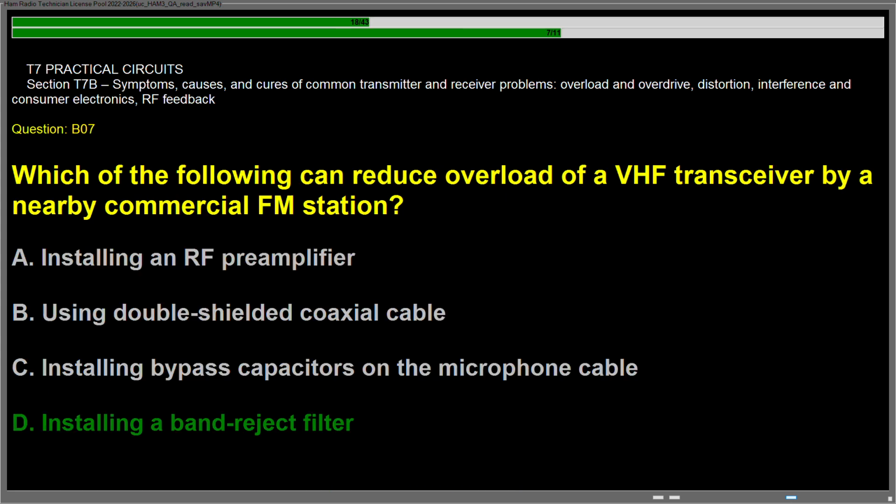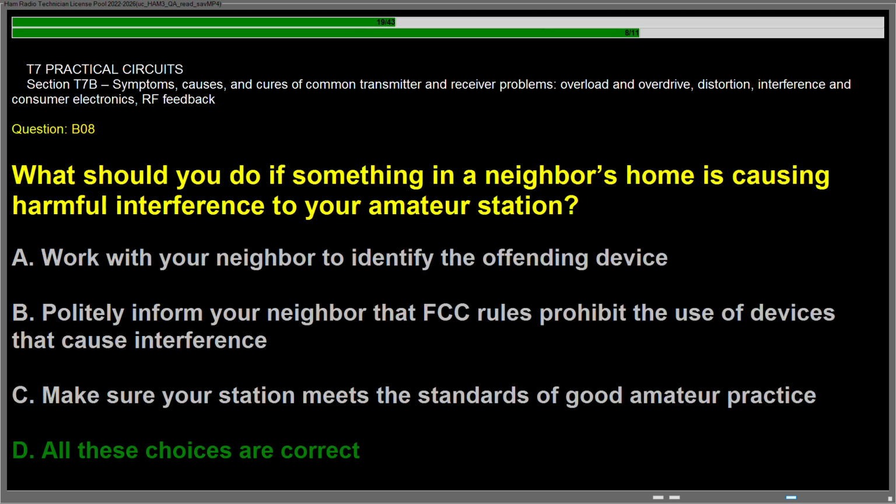Question Bravo 07, which of the following can reduce overload of a VHF transceiver by a nearby commercial FM station? Answer is D, installing a band reject filter. Question Bravo 08, what should you do if something in a neighbor's home is causing harmful interference to your amateur station? Answer is D, all these choices are correct.